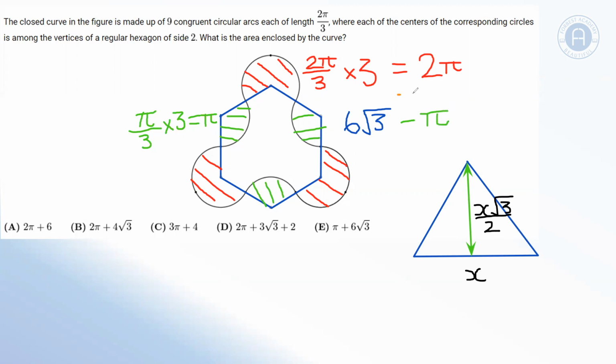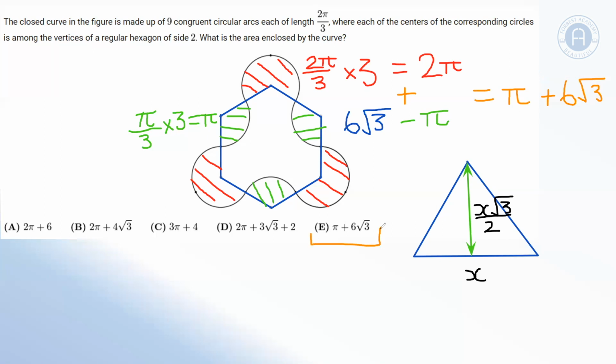If I add these two terms together, our area outside of our hexagon plus our area inside the hexagon, 2π minus π is going to be π plus 6√3, which is our answer E.